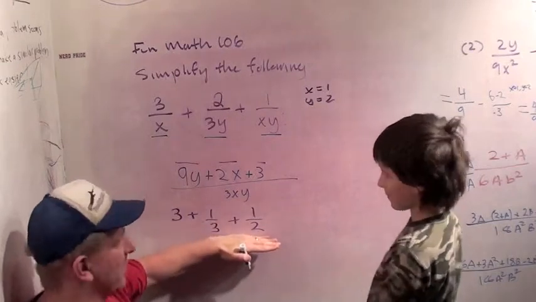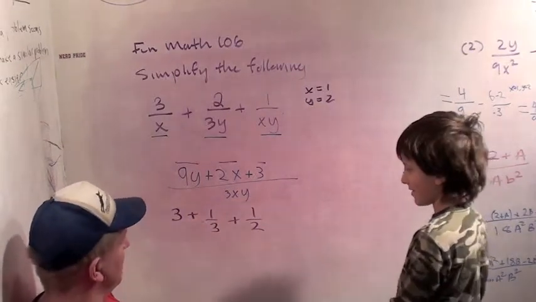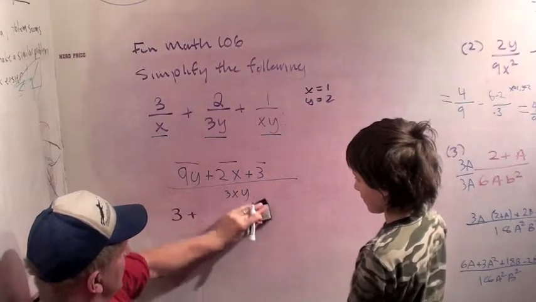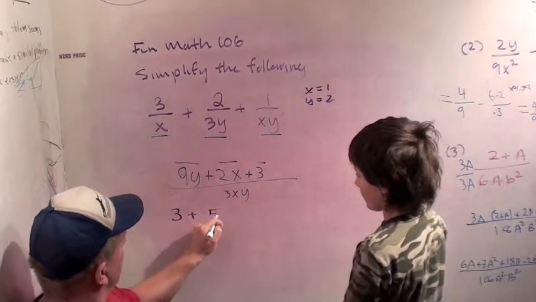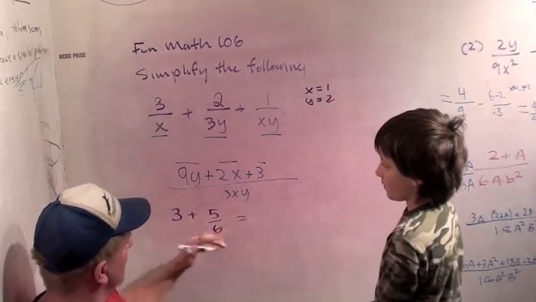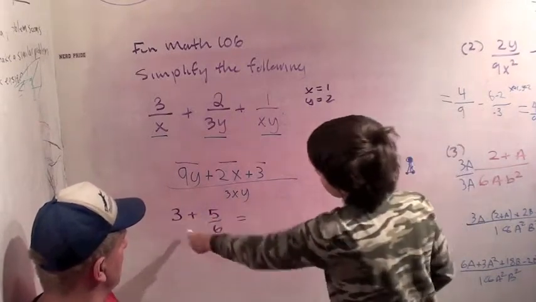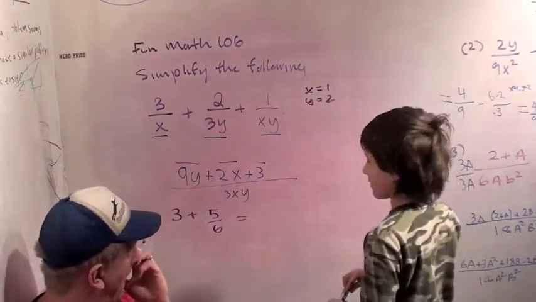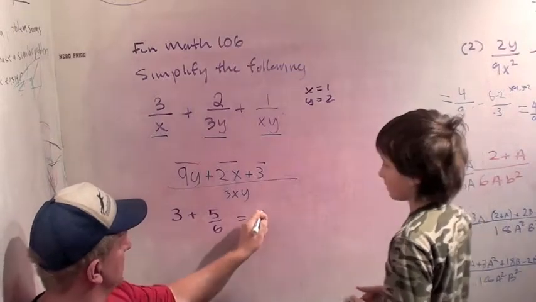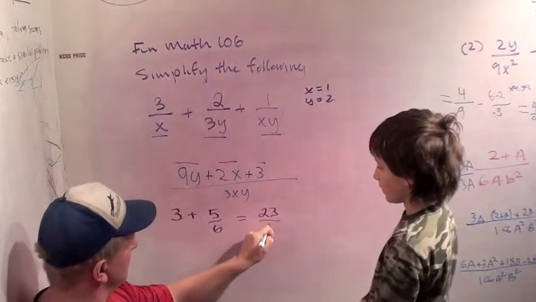But we already said, what's a third plus a half? 5 sixths. That's funny. Okay. So 3 plus 5 sixths. And what does this equal as a fraction? Well, 3 is 18 sixths. Okay. So 18 plus 5 is 23. So we get 23 sixths.